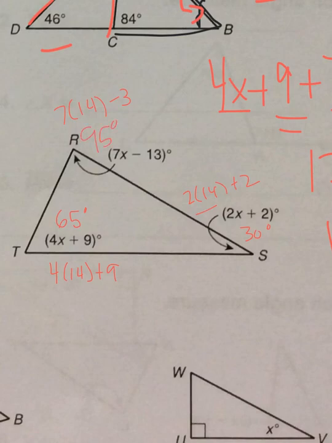Now, if we add 95 plus 65 plus 30, I get 190. So I did something wrong. Let's see where I went wrong. Let me verify them all. 2 times 14 is 28 plus 2. That's 30. That has to be right. 4 times 14 plus 9 says that's 65. That has to be right. And 7 times 14, 98, minus 3 is 95. Okay, so let me figure this out.